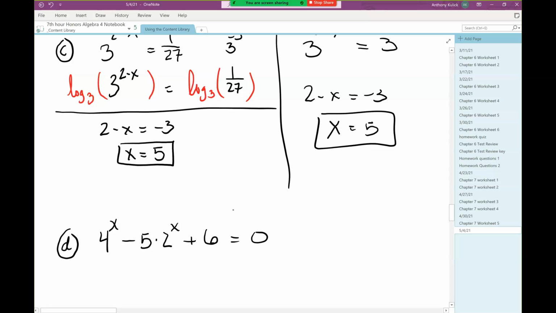How is this one different than the ones we've seen previously? Because we have two that have powers too. Okay, so we have two terms that have powers of x, right? So that's definitely different.